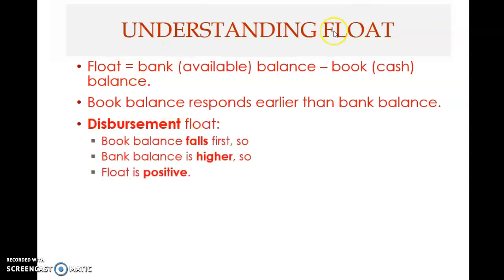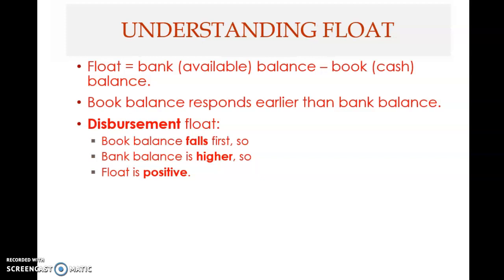This float can be divided into two types: one is called the disbursement float, the other is called the collection float. We'll come to the collection float later. Let's look at the disbursement float. Disbursement float means the float that arises from a firm making a payment. When the firm makes a payment to a supplier, for example, then there is a disbursement float, especially when the payment is made using a check.